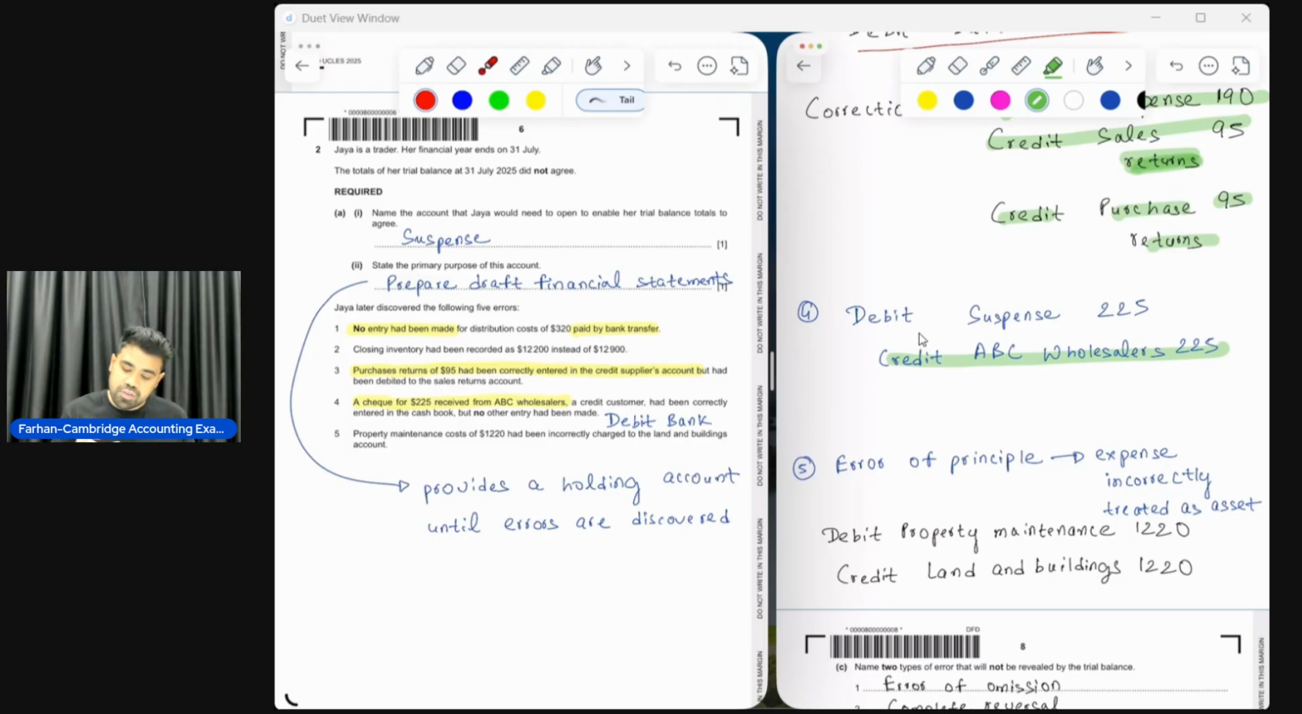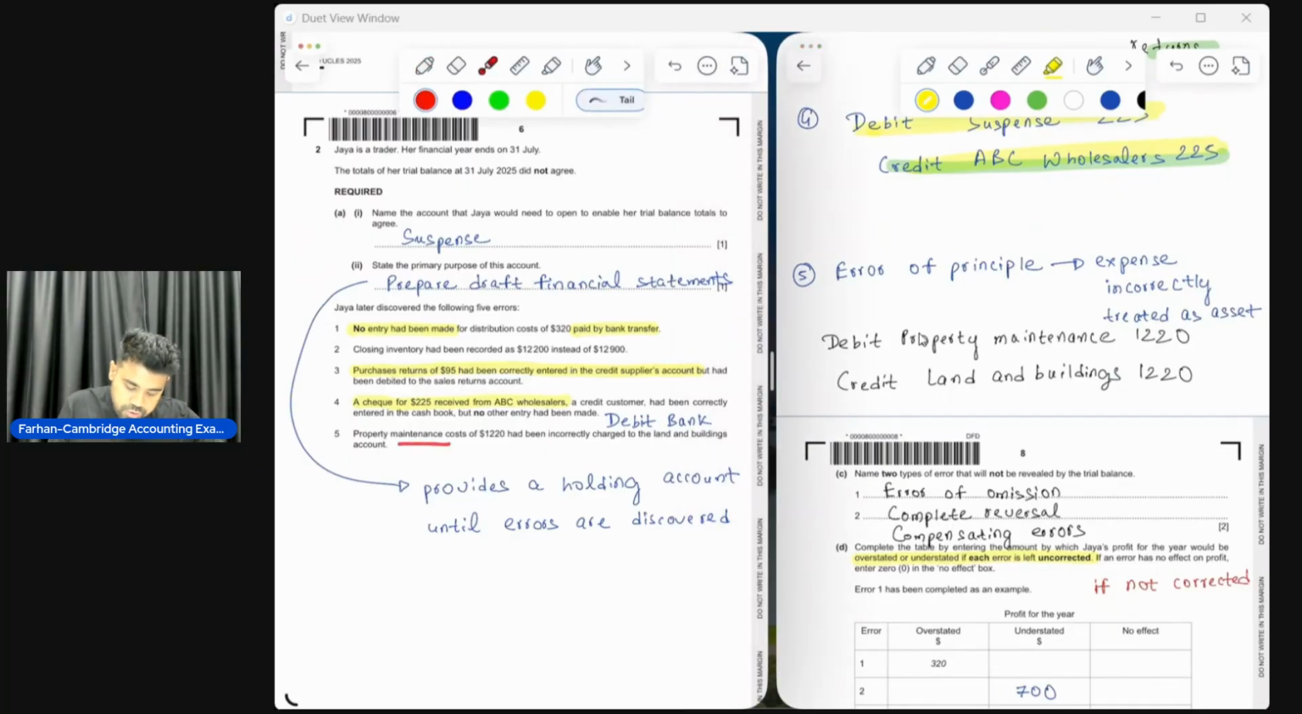And simultaneously, now we have to prepare a suspense account on the debit side for $225 to come in and fill in the gap, okay? So we debit the suspense account by $225 and we credit ABC Wholesalers by $225. Obviously, as we understand, because our assets are going down once ABC Wholesalers, our customer, has made the payment, okay? Now let's go to error number 5.